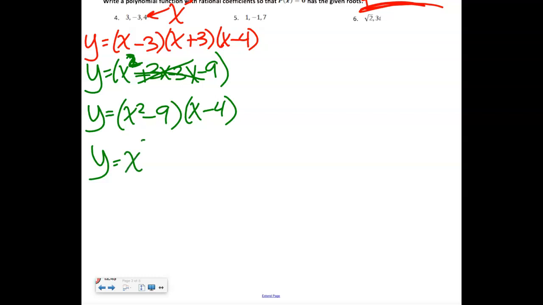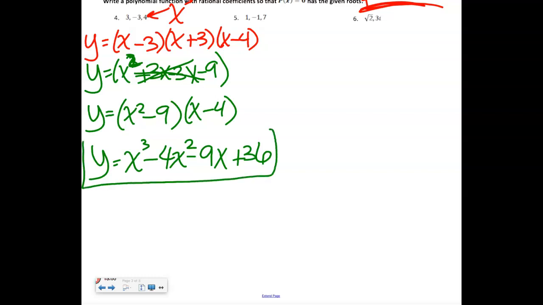I'm going to have x to the third. I'm going to move my outside, so I'm going to have negative 4x squared. My inside, so negative 9x. And at the end here, positive 36. Are we in standard form? Did we end up with x to the third we were supposed to? Yes, so that's how we know we're done.